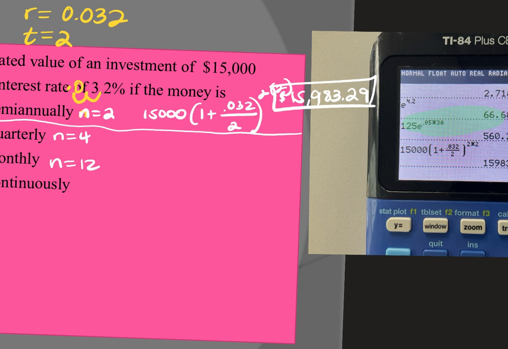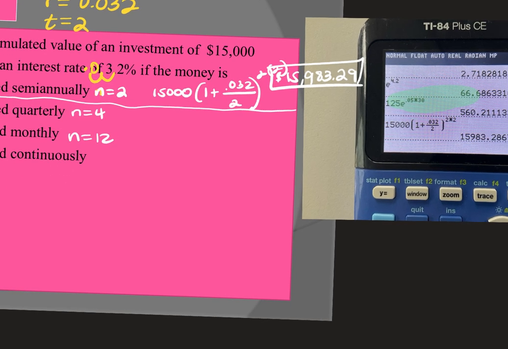So here's a good tip on your calculator. If you arrow up to the equation above it and you hit enter, it will duplicate your equation. And then I can just change my 2 in the denominator to 4 and one of the 2's in the exponent to 4. So for quarterly, we got $15,987.31. And for monthly, we got $15,990.02.